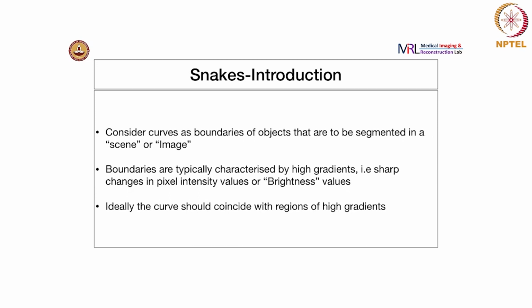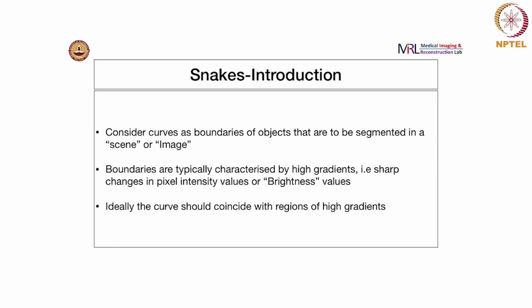So why are they called snakes? If you consider any object that is to be segmented, in this case an organ in a scene or a medical image, the boundaries are basically the curves. The boundaries of objects are the curves. And that's how we seek to segment objects, by propagating closed curves so that they can go and latch onto the boundaries of objects.